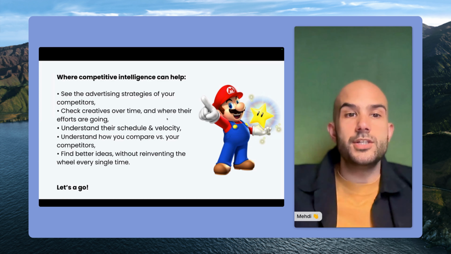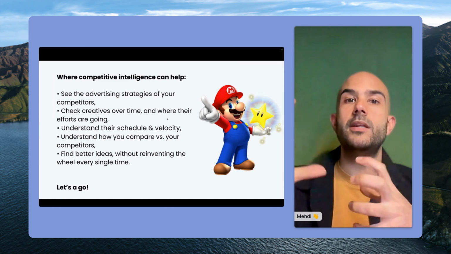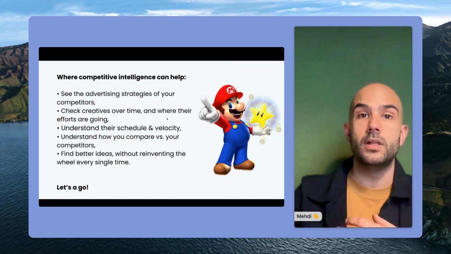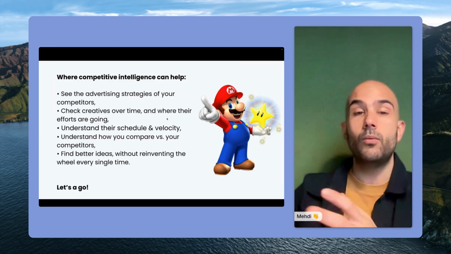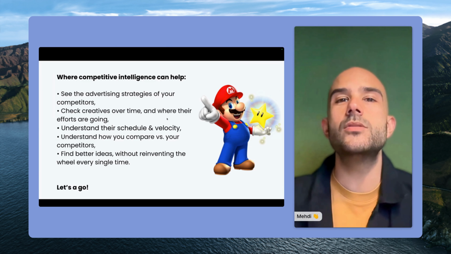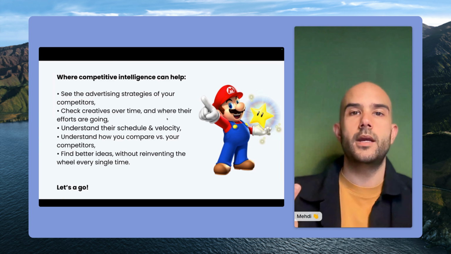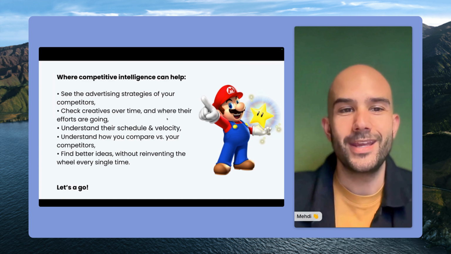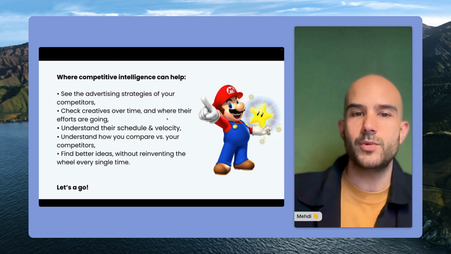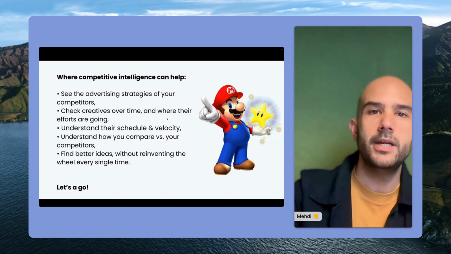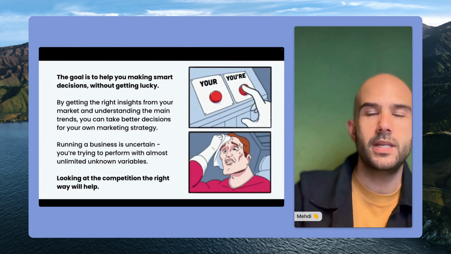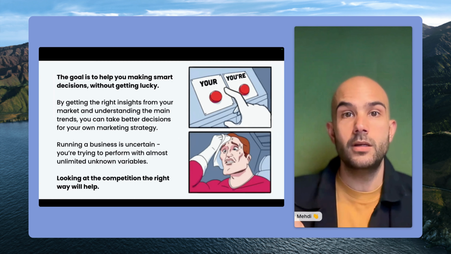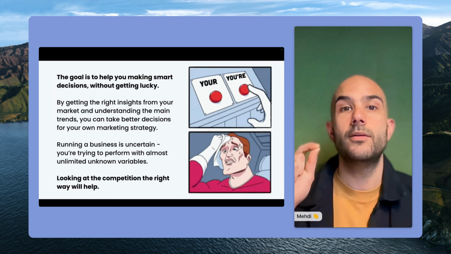Something quite interesting: you can check the creatives over time and how the creative strategy is changing, and how their advertising strategy is changing as well. It's cool to spy on them. It's cool to know what they're doing at any point. It's also nice to understand why they're doing something, and that's going to be part of some tips that we're going to give today as well. Looking at your competitors can also help you compare, understand their schedule, their velocity. And that's key because it will help you make better marketing decisions faster.